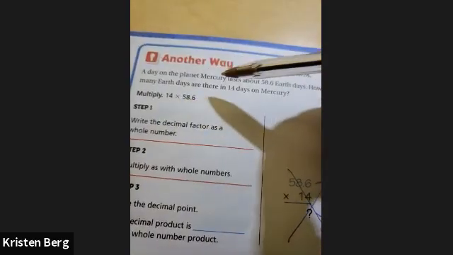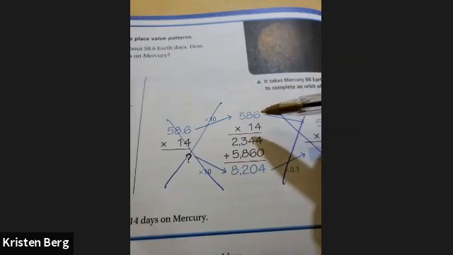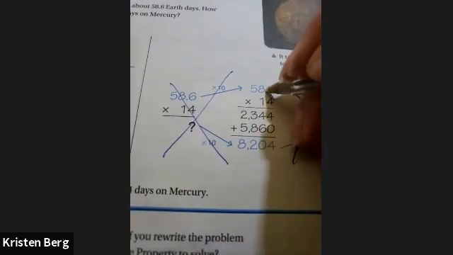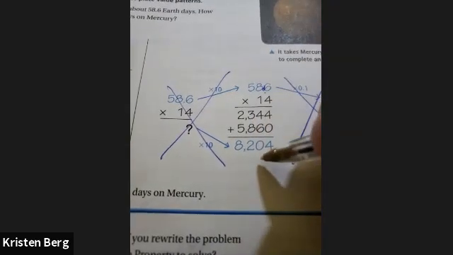The only thing is that it said a day on planet Mercury lasts 58 and 6/10 Earth days. How many Earth days are there in 14 days on Mercury? So in order to do this, you would do 58 and 6/10 times 14. All right, so the only thing that you need to know is that this is what it would have been. They already solved it for you.